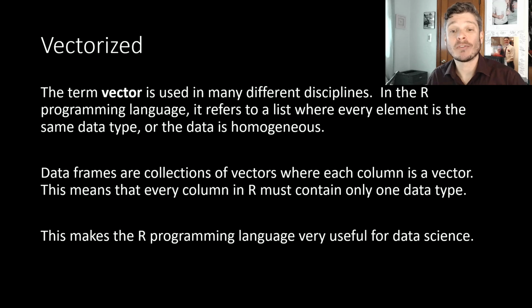Then our data frames are built from collections of vectors, which means every column is its own vector, which means every column only has one data type. And we're going to see why that is so incredibly powerful once we start creating control flow for our different programs using our data frames.